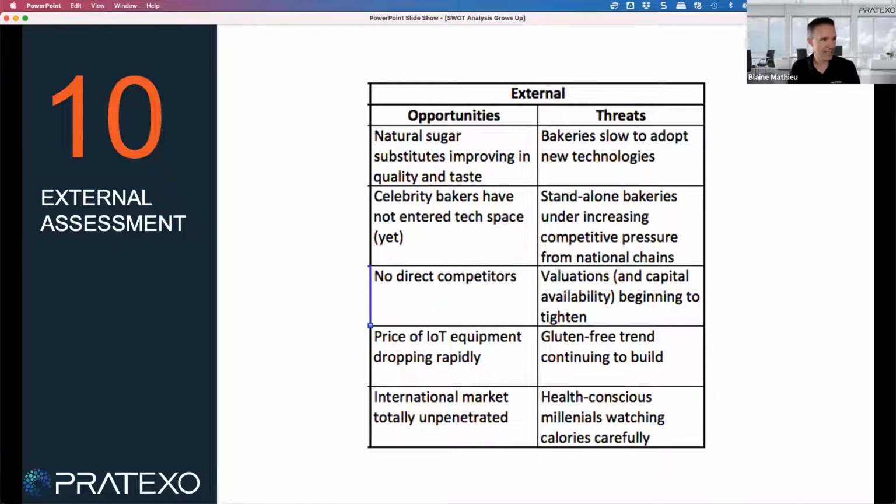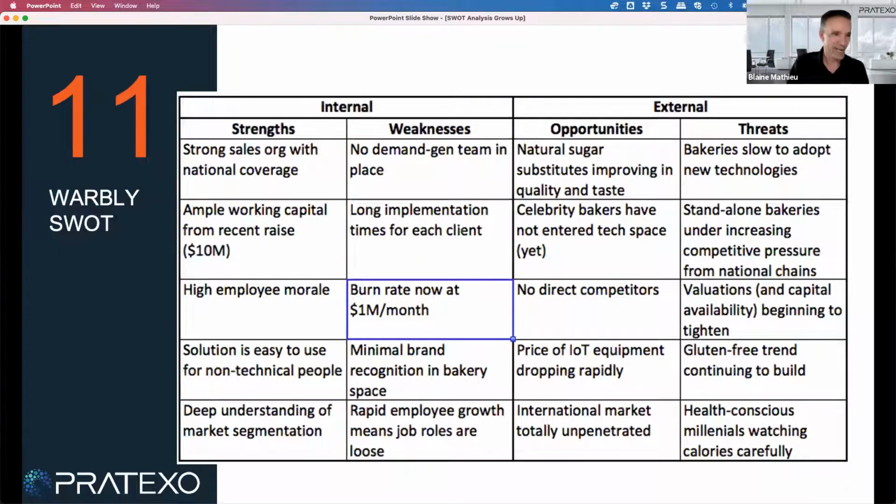So here's Worbly's external analysis. Celebrity bakers are not in the market yet. Well, obviously, I created this slide deck about 1.5 years ago. Now there's celebrity bakers everywhere. So there you go. IoT dropping rapidly. On the threat side, a lot of competitive pressure for our customers, right? From the national chains, the mom and pop bakeries are going away. And let's face it, bakeries are not, generally speaking, early adopters of technology, right? Okay, it's pretty good. There's the complete SWOT analysis right there.